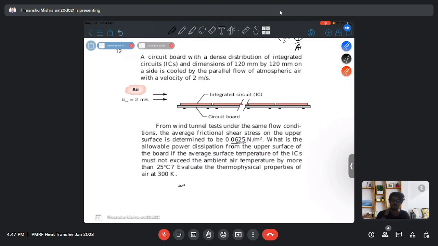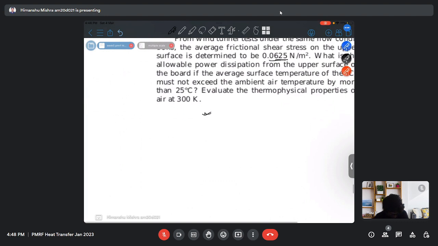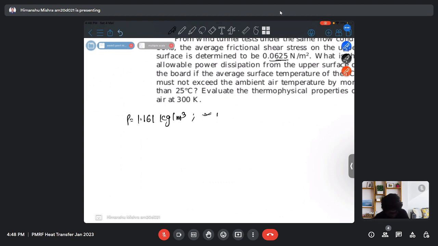I will upload this PDF into the Google Drive, so from there you can try the question. The method is all the same. You can use the properties of air, which I will write here: density 1.161 kg per meter cube, Prandtl number 0.707, specific heat 1007 joule per kg Kelvin. These are the properties you need.